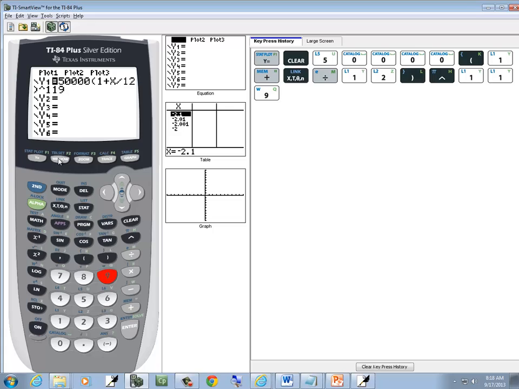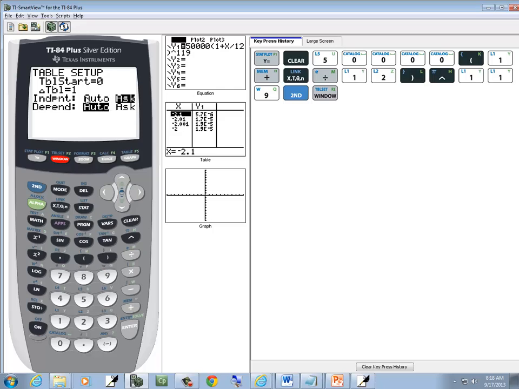Now you will need to go into your table setup. So I'll do second window. You need the independent set to ask. If it isn't already set to ask, you down arrow to that line, you right arrow, put your flashing cursor on the ask, and you press enter one time. And you should see the highlighting on the ask.